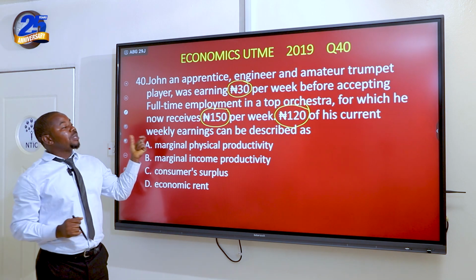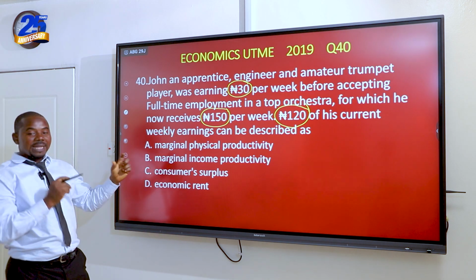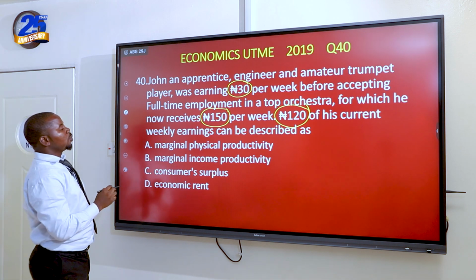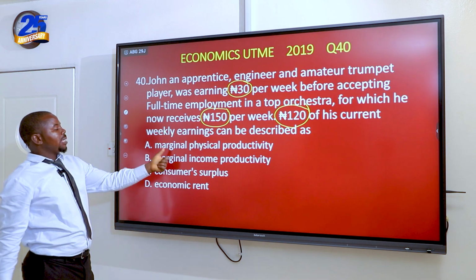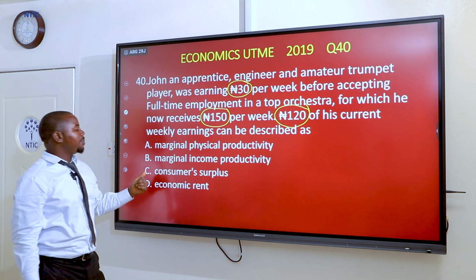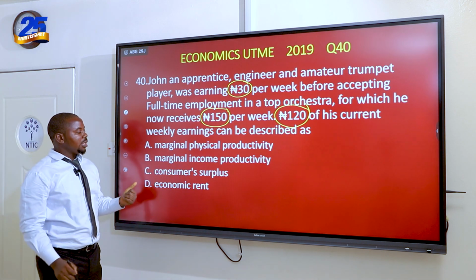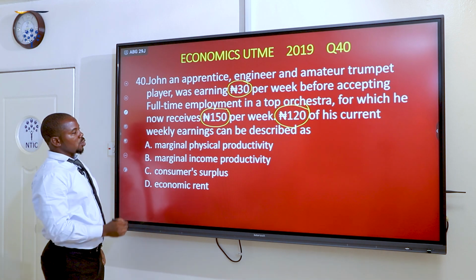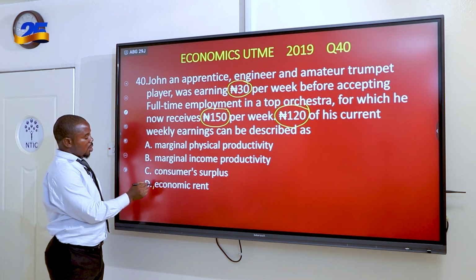So this 120 naira that he is currently receiving as a difference, what is it called? A, marginal fiscal productivity, B, marginal income productivity, C, consumer surplus, then D, economic rent. So the right option is economic rent.